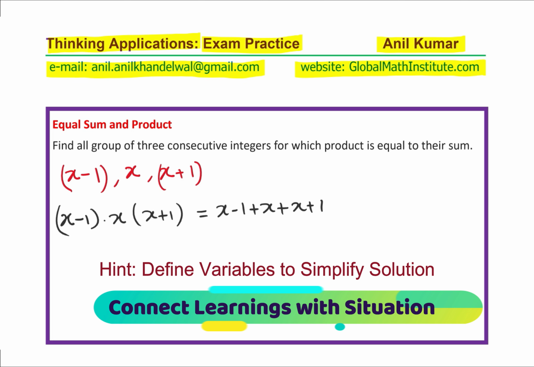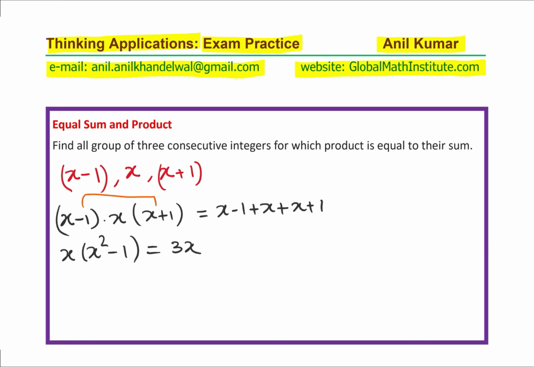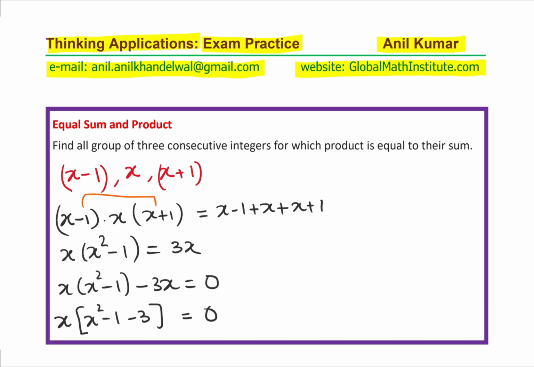So you can multiply these two; the product of sum and difference is the difference of squares. And so we get on this side x times x squared minus 1. And on the right hand side, we have 3 x's, right? And plus and minus 1 cancel. So we can bring it together. So we have x times x squared minus 1 minus 3x equals 0. We can take x common. See how beautifully we factored this, right? So we get x times x squared minus 1 minus 3. You get the idea. Equals 0.